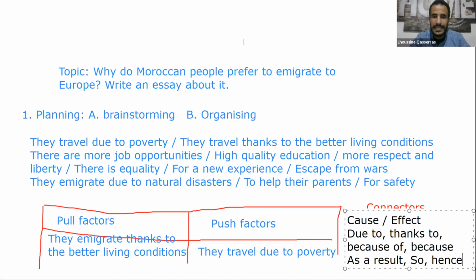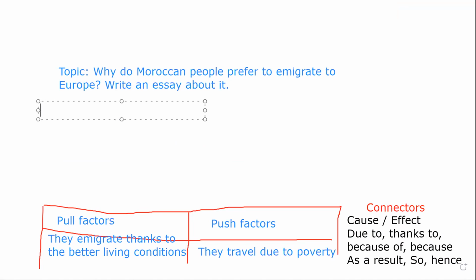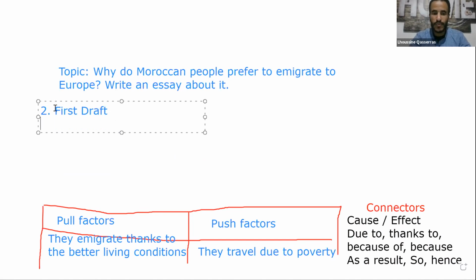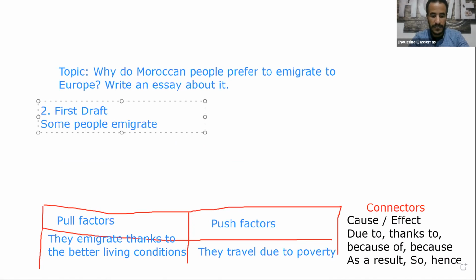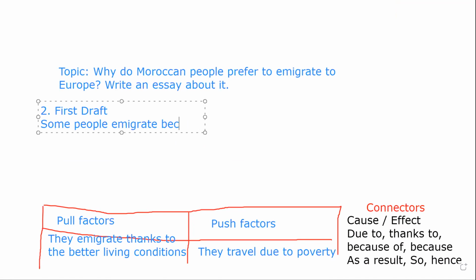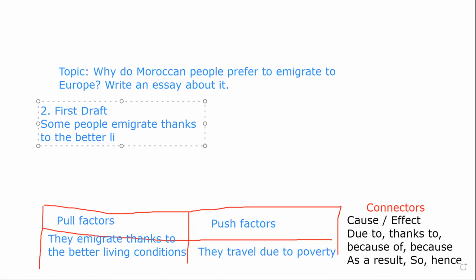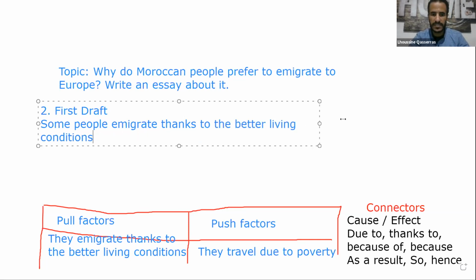So let me write here. I'm gonna clean this one. So we finish with planning and this one. Good. So this is number 2. So stage number 2 is, we said? Draft. Yeah, drafting, or we can call it first draft. And here students are going to write like this, for example: some people immigrate because of poverty, or the lack of. Thanks to the better living conditions. Sorry if there's any typing mistakes there. Good. Some people immigrate thanks to the better living conditions.